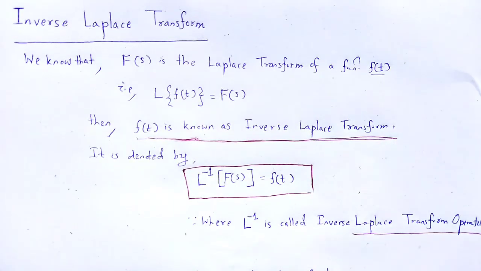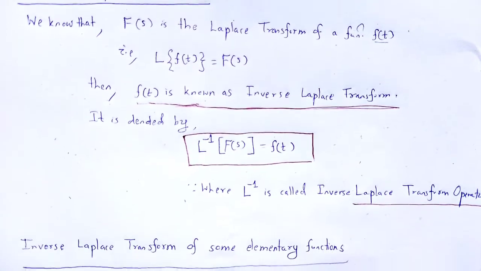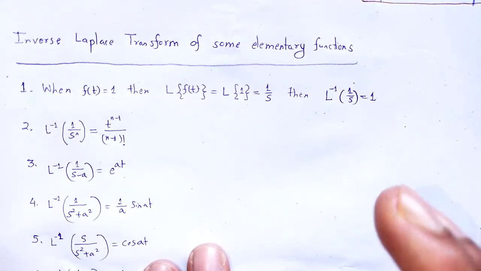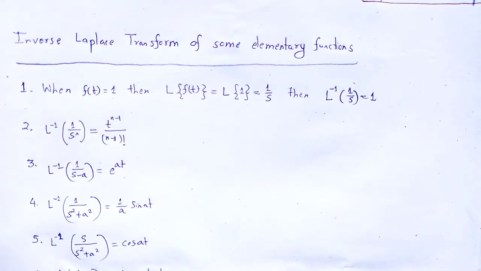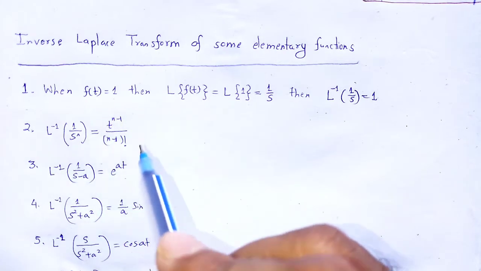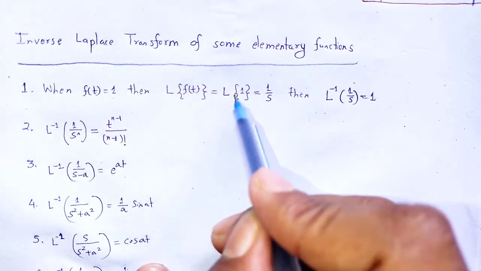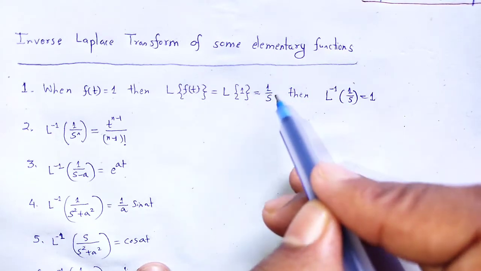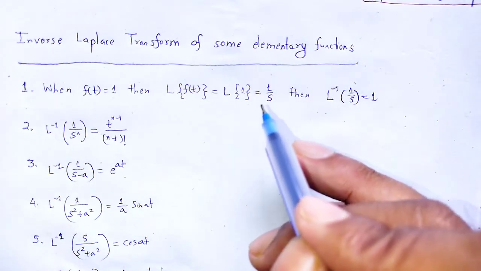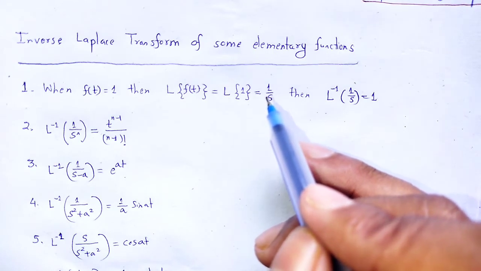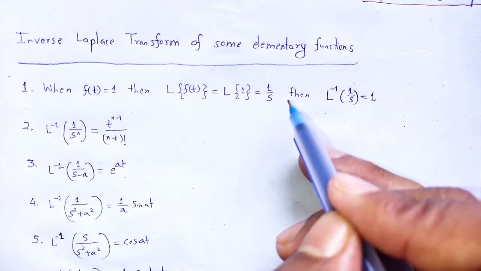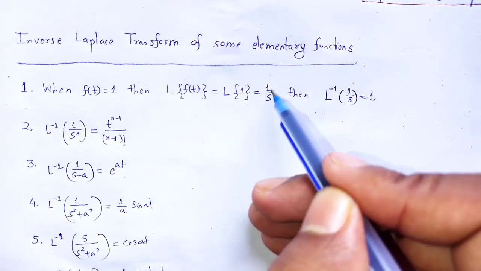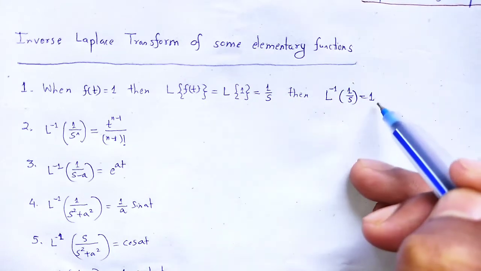Let us discuss the inverse Laplace transform of some elementary functions. As we know, when a function f of t is equal to 1, then the Laplace transform of 1 is equal to 1 divided by s, as we have already derived in case of some elementary functions of Laplace transform. Then if we take the inverse Laplace transform of 1 by s, it gives rise to 1.